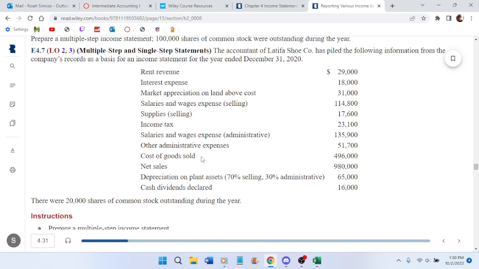So now, depreciation on plant assets is an expense, and so you include that. Now, dividends declared is not included in the income statement. Cash dividends declared is not included. That's all I have to know. The market appreciation thing is not included. And then the one thing I was very confused about. We have completely finished working on this piece of paper.